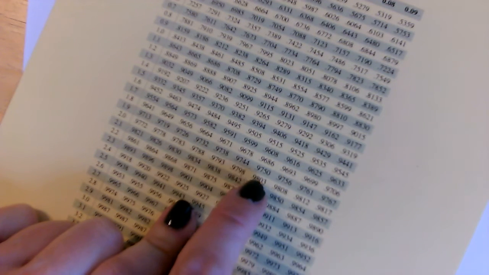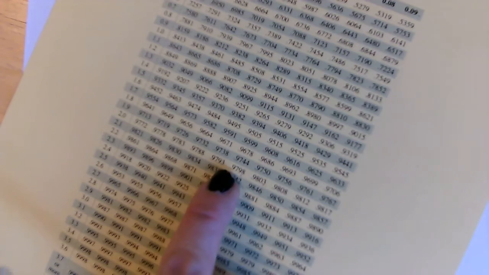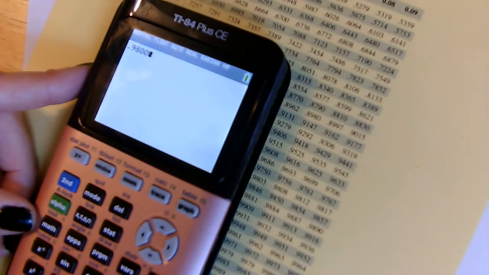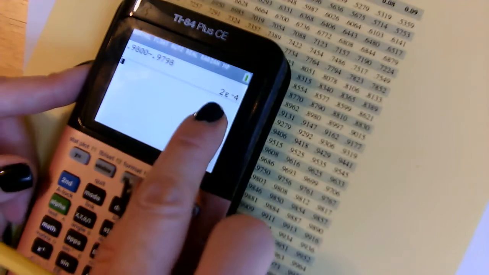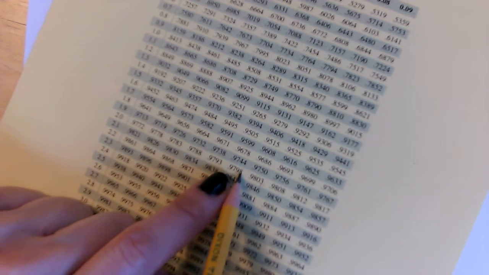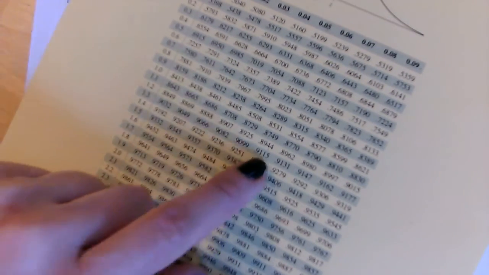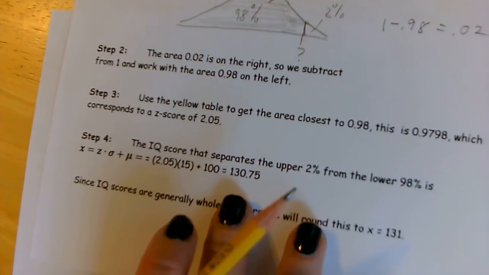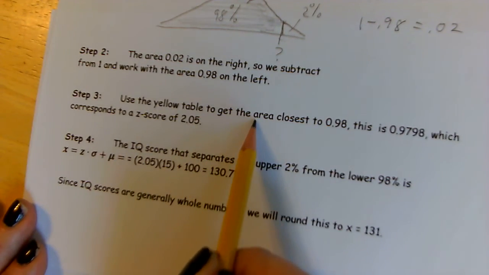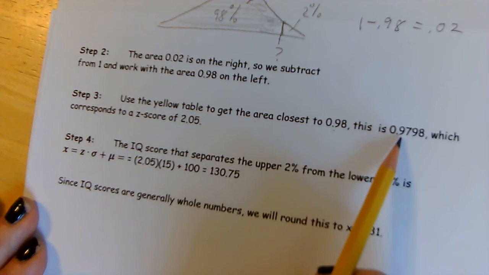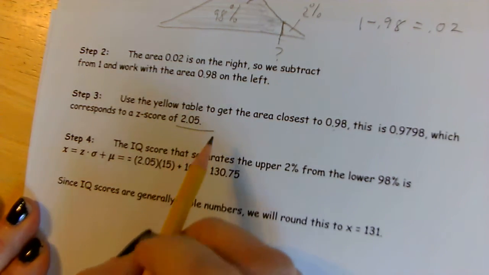Here you have 0.9803, a little above, a little below. If I take 0.9798, this is only 2 ten-thousandths off. This one's 3. So this is the number closest to 0.98. So the z-score that goes with that is going to be 2.0, and it's at 5. So we use the yellow table to get the area closest to 98%. That was 0.9798, so our z-score is 2.05.